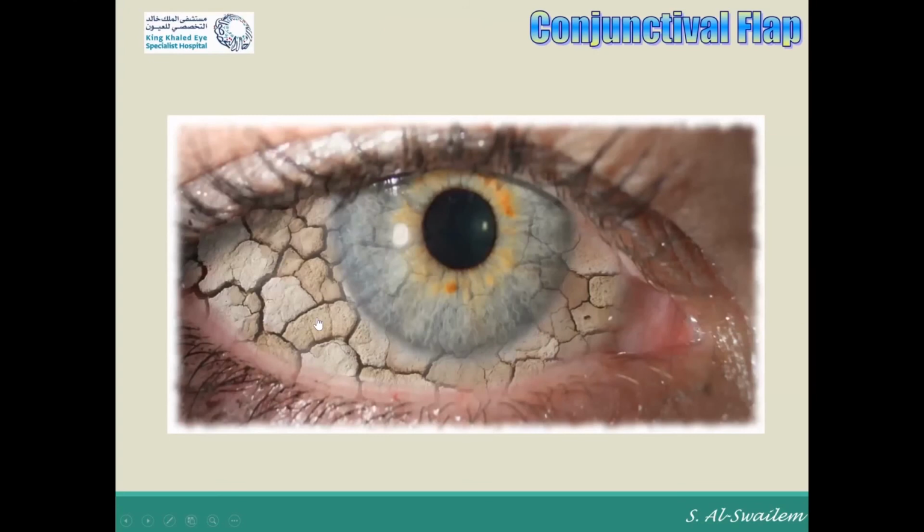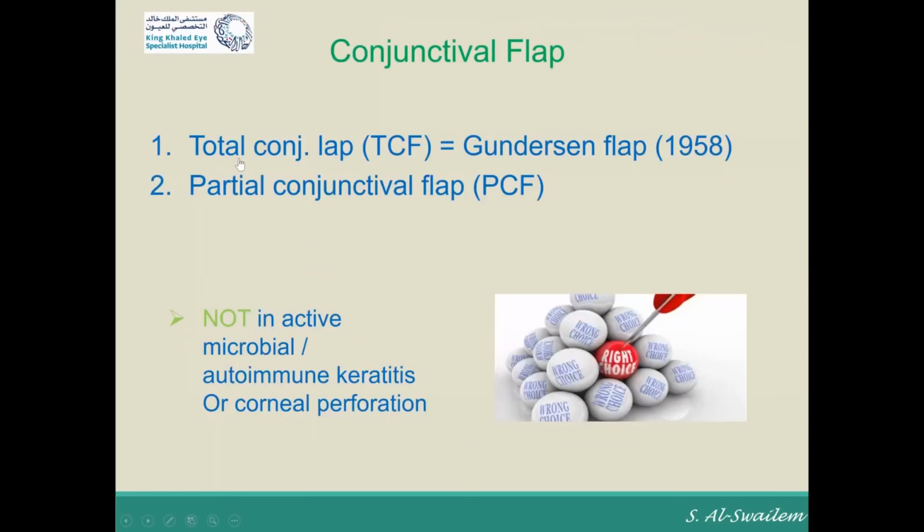This is also one of the popular procedures that we do. Either we do a total conj flap, we call it Gunderson flap, that was described a long time ago, 1958, or we can do a partial conj flap. These can be done only if the eye has no active microbial keratitis, or also in cases with non-autoimmune keratitis. So if there is autoimmune keratitis like rheumatoid and so on, don't do conj flap. It's not going to work, or if there is a corneal perforation, it's also not going to work. So these are the contraindications for conj flap in general.